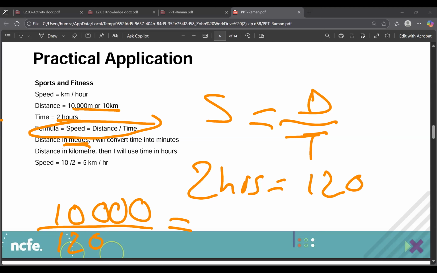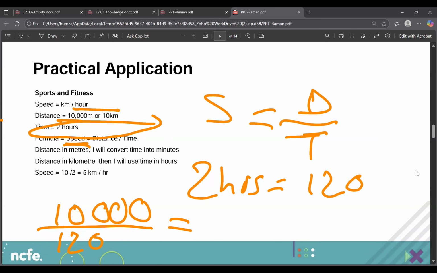Sorry, 1 second. 10,000 divided by 120, which equals 83.3 meters per second. That's just to one decimal place, right? Okay.